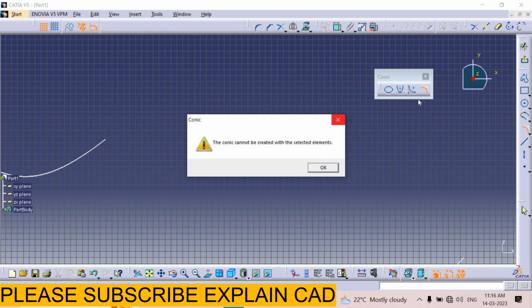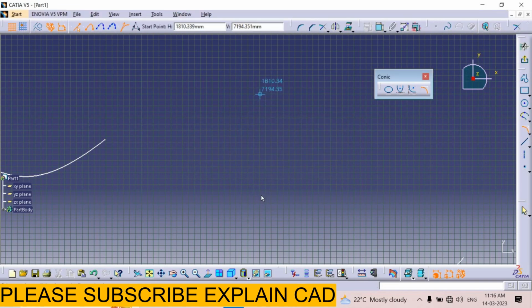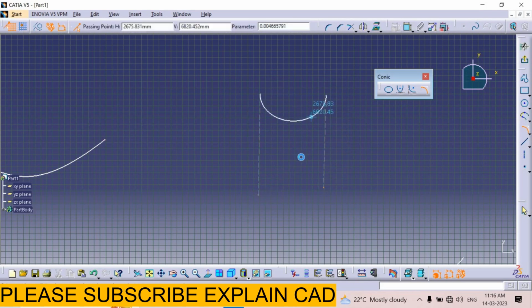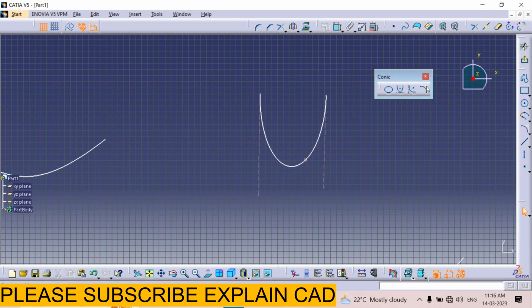Select this point, first axis, second axis, and then this is conic. This was the ellipse command.